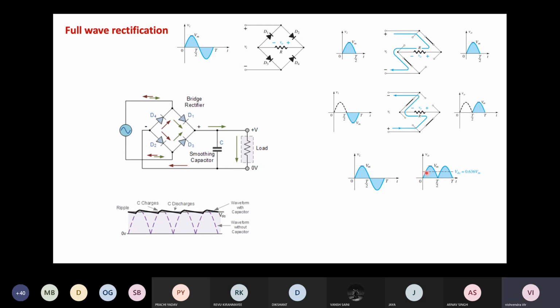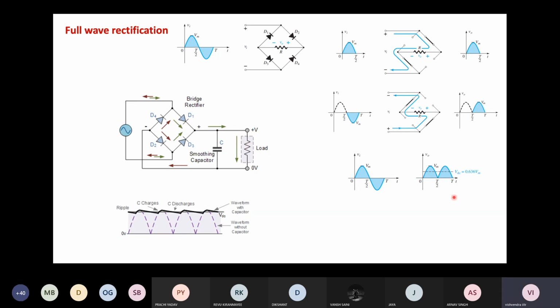But still, as you can see, there are a lot of ripples in the output here. Still, the output is changing a lot, actually. So what is done, in order to reduce these ripples, in this circuit, in addition to these diodes, we also put a capacitor and resistor like this.